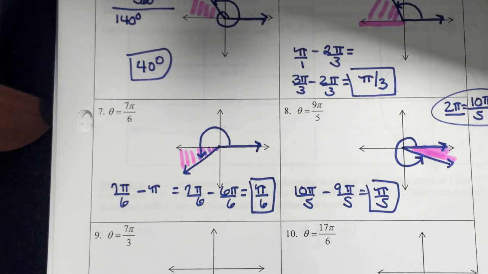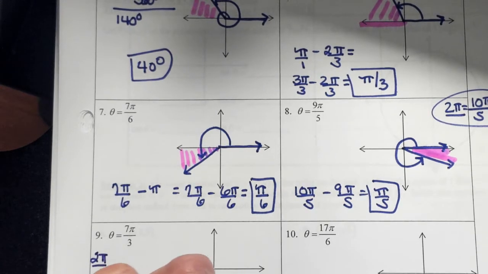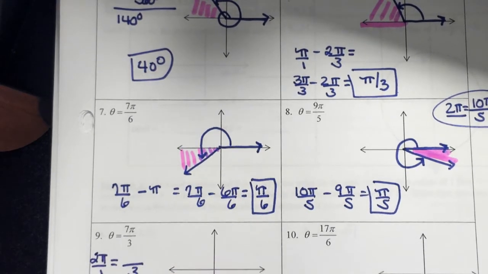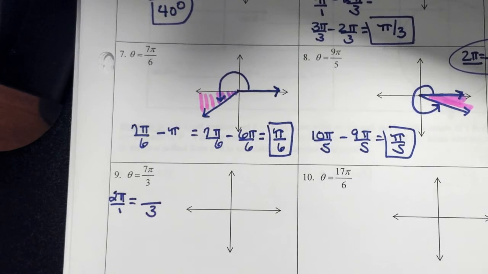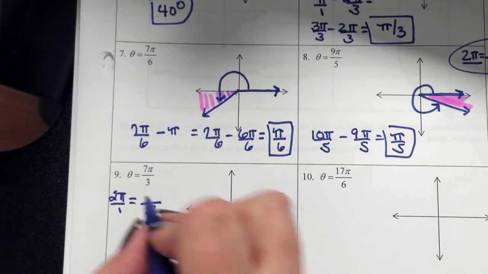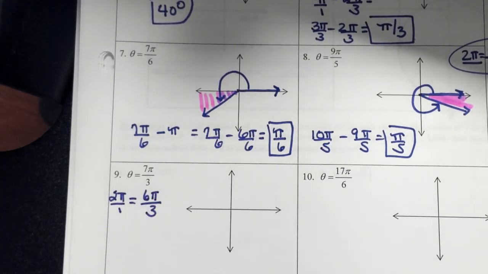7 pi over 3. So the question is, 2 pi over 1 with a denominator of 3. With a denominator of 3, what is 2 pi equivalent to? 6 pi over 3. So where am I here? Is 7 pi over 3 bigger than 2 pi or less than 2 pi? Bigger. So remember, when you're trying to find reference angles and the angle given is greater than 2 pi or greater than 360, find your positive coterminal angle between 0 and 2 pi.